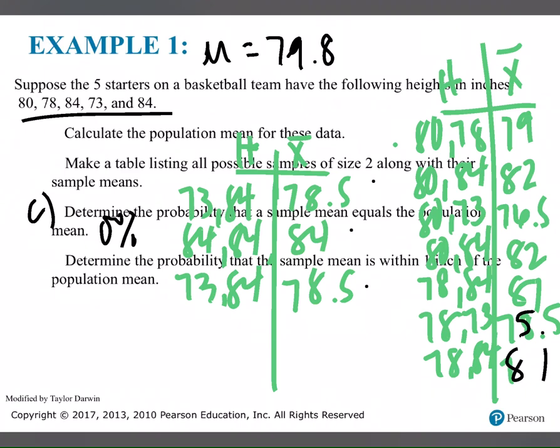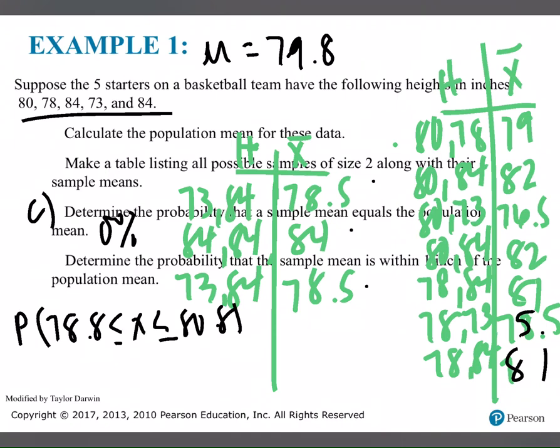Then it says determine the probability that a sample mean is within 1 inch of the population mean. So within 1 inch would be basically plus or minus an inch. So we want to know the probability it's somewhere between 78.8 and 80.8. So I'm going to circle all of those.